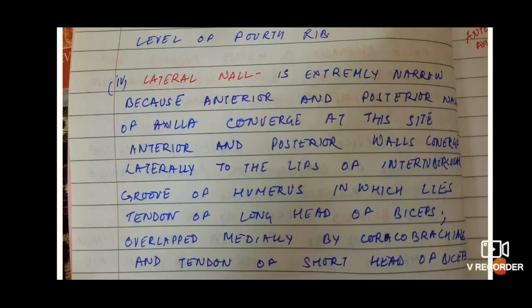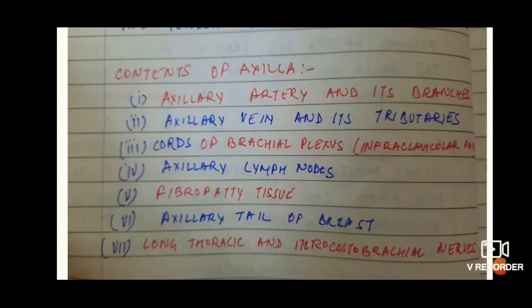Lateral wall of the axilla is extremely narrow because the anterior and posterior wall of the axilla converge at this site. Anterior and posterior wall converge laterally to the lips of intertubercular groove of humerus, in which lies the tendon of long head of biceps, overlapped medially by the coracobrachialis and the tendon of short head of biceps.